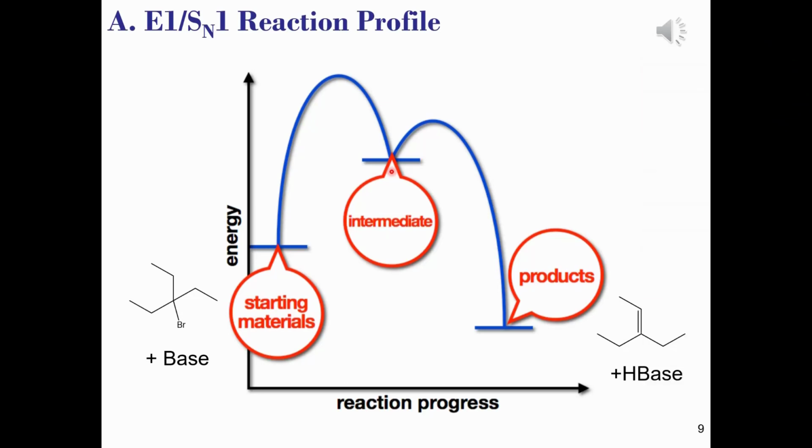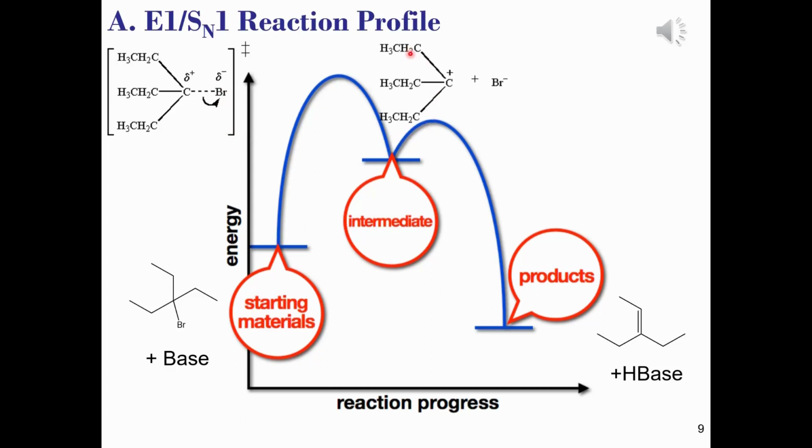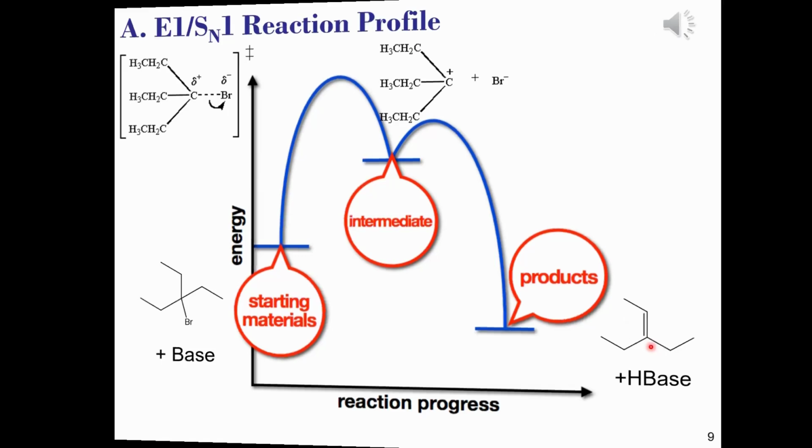Here is the transition state for such a reaction. It should come as no surprise that this is exactly the same transition state as for the SN1 reaction. Also, the intermediate is going to be exactly the same. The only difference is that in the elimination reaction, a beta hydrogen is removed and there is the formation of an alkene. So, what does the rate of this reaction depend on?